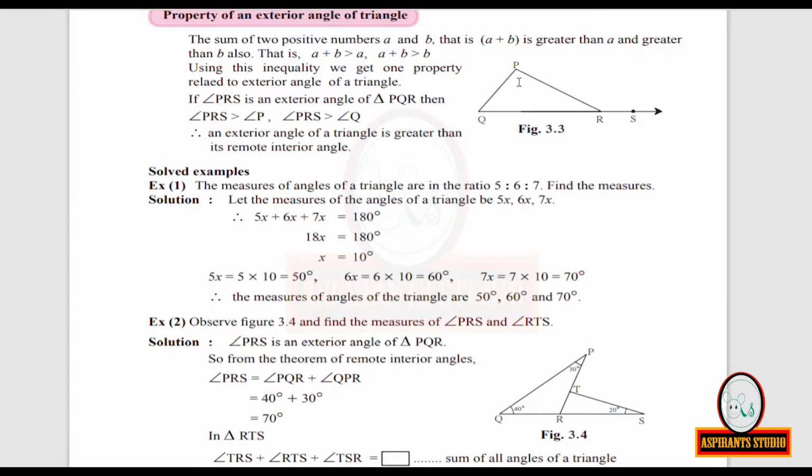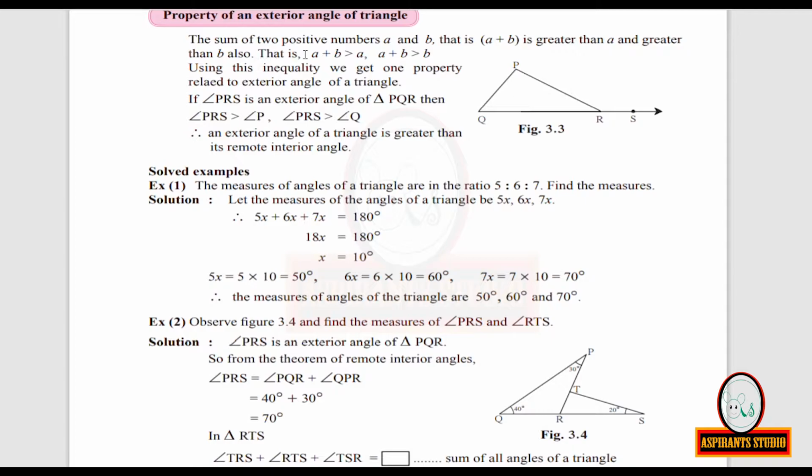So now measure of angle PRS will be greater than measure of angle P, as well as measure of angle PRS will be greater than measure of angle Q. Property of an exterior angle of a triangle.